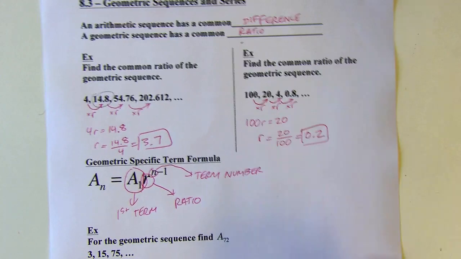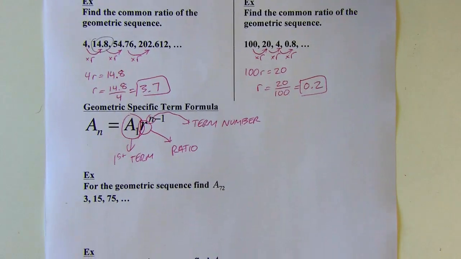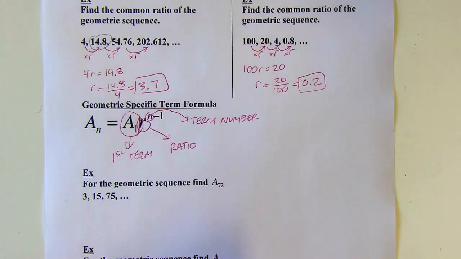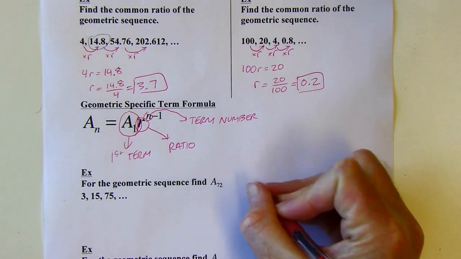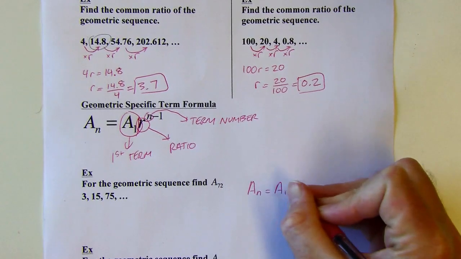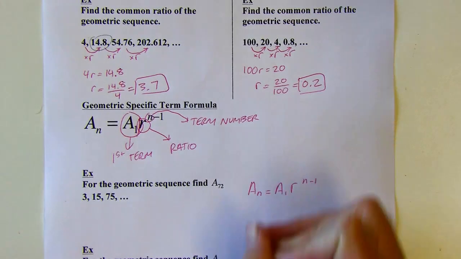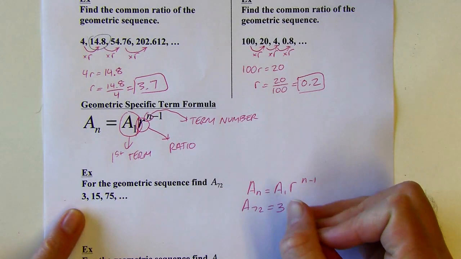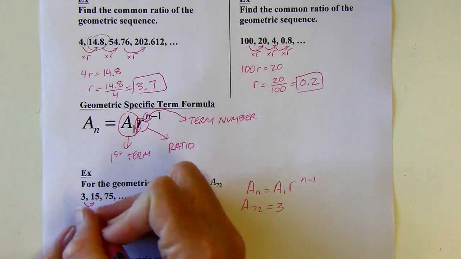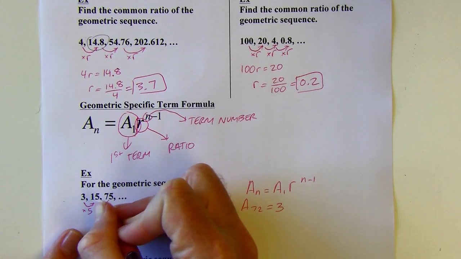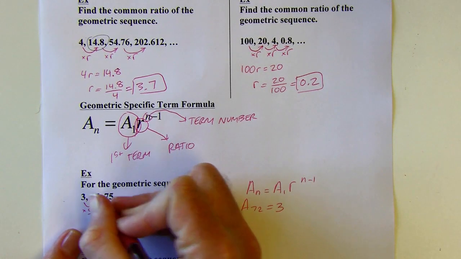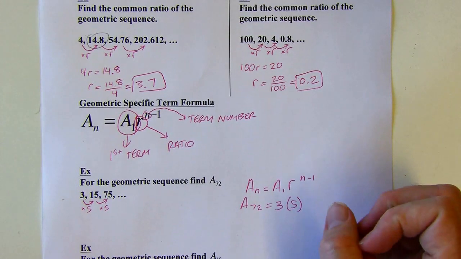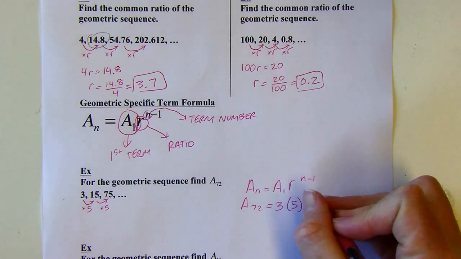All right. So for this geometric sequence, we're supposed to find a sub 72. So I'm looking at this formula up here, and I'm just going to start plugging my bits in. I'm looking for a sub 72. I can see that the first term is 3. I need to find the ratio, and you can either just think what you're multiplying by. I'd be multiplying by 5 here to get from term to term. Or you can do 15 divided by 3 if you like. So that's 5. And then the n is 72, so I've got 72 minus 1.